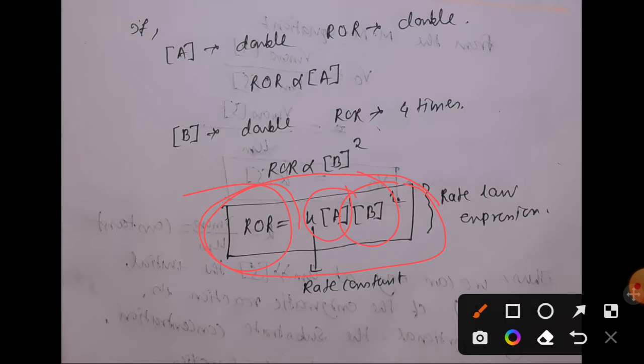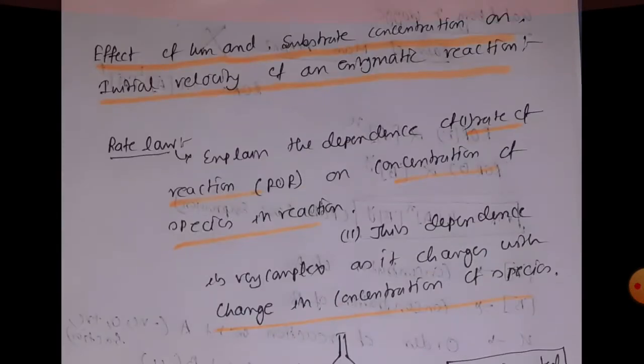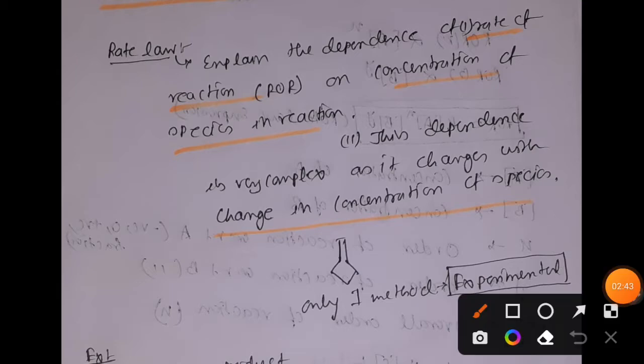What is the meaning of this? The meaning is, rate law wants to tell us how the rate of the reaction depends on the concentration of the reaction species. That may be the concentration of the product or the concentration of the reactant. In most cases we take the concentration of the reactant. This dependence is very complex, because it changes with the change in concentration of the species.